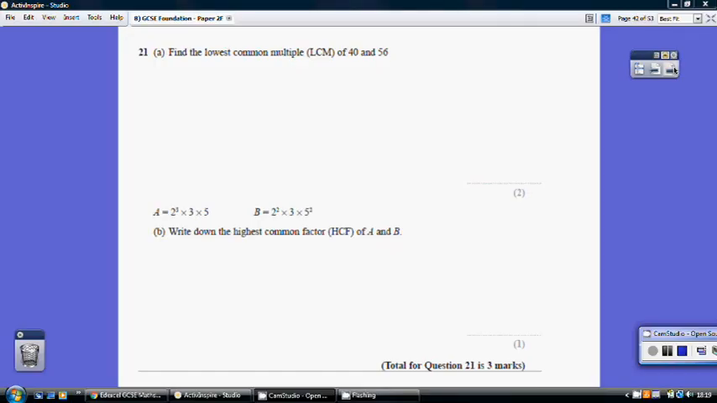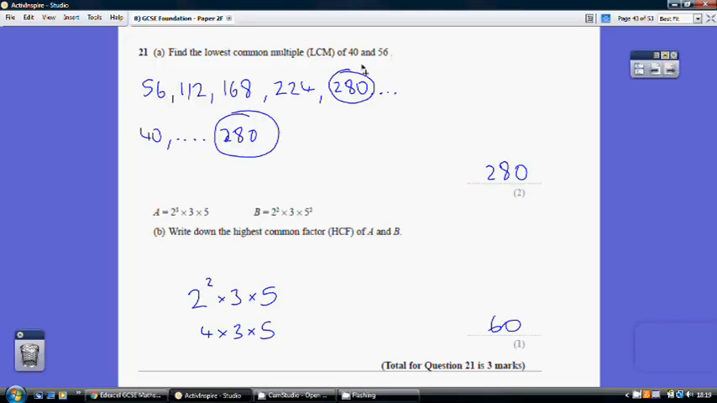A multiple of 40 and 56. So you want to do your 40 and your 56 times table and see what's the first number you come to that's common to both lists. So I've done the 56 times table because that's not such an easy one just to sort of predict. So 56, 112, 168, 224, 280. Now 280 is on the 40 times table. 7 lots of 4 are 28, so 7 lots of 40 would be 280. So 280 is the lowest common multiple.